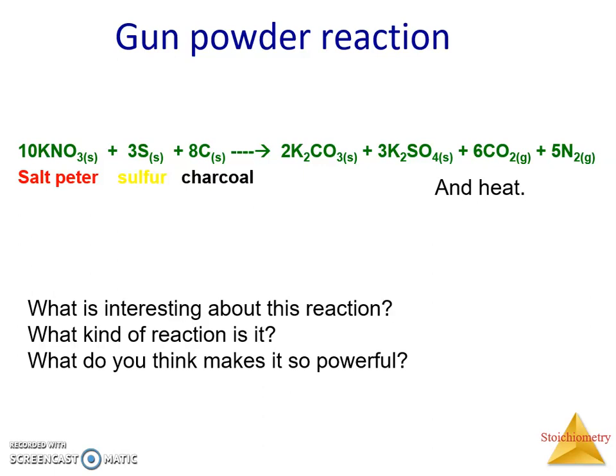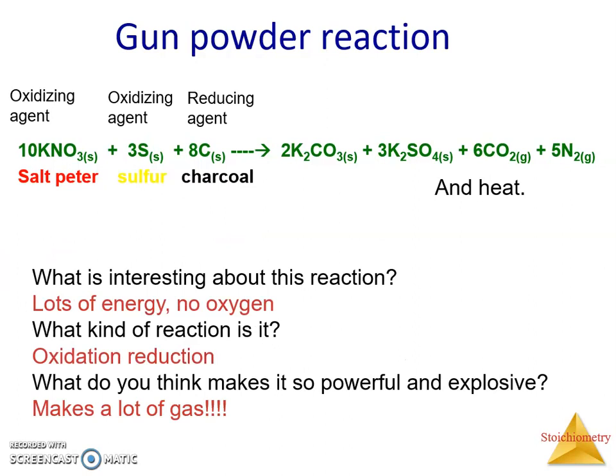Now, gunpowder reactions. You have saltpeter, sulfur, and charcoal, and this product. So what is interesting about this equation? What kind of reaction is it? And why do you think it is so powerful? So these are the oxidizing and reducing agents. What is interesting about this reaction? Lots of energy, no oxygen. What kind of reaction is it? Oxidation-reduction. What do you think makes it so powerful and explosive? It makes a lot of gas.